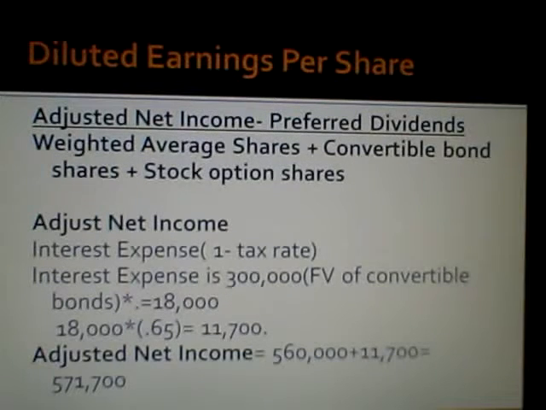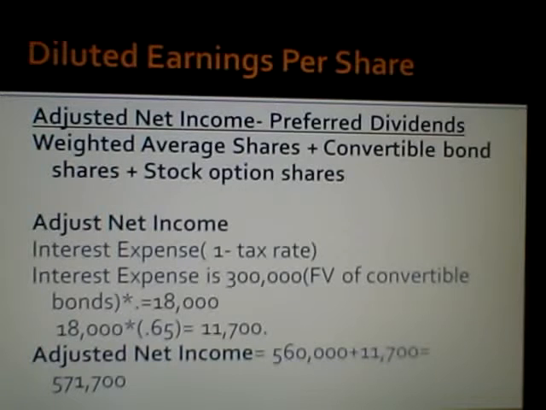1.35. To determine the diluted earnings per share, you take the adjusted net income minus preferred dividends over the weighted average of shares plus convertible bonds plus stock shares. The adjusted net income: you would take the interest expense times 1 minus the tax rate. The interest expense is determined from the 300,000 convertible bonds times 6%, giving 18,000, times the tax factor of 0.65, so it gives you a total of 11,700.